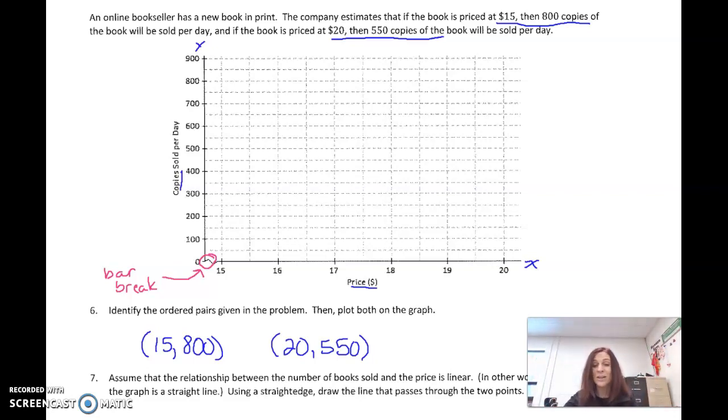Later on, when you do statistical work, you're going to realize that that can skew the data, which means make it look a little bit different. But for right now, it's a helpful tool for us when we want to really focus on just a certain set of numbers, okay? And we can't just skip them. Got to give respect to all the numbers between 0 and 15. That's why I put that break there. Okay, so I'm going to plot 15 and 800. And 20 and 550. So if I look carefully here, 400, 450, 500, 550. And now I'm going to take my straight edge and draw a line through these points.